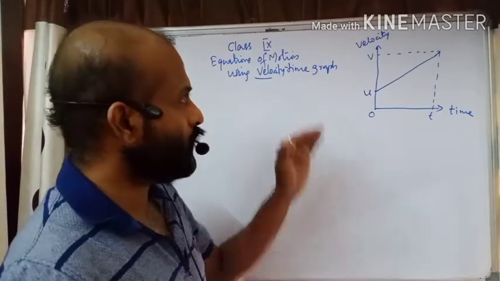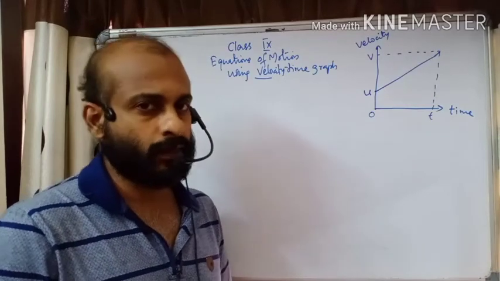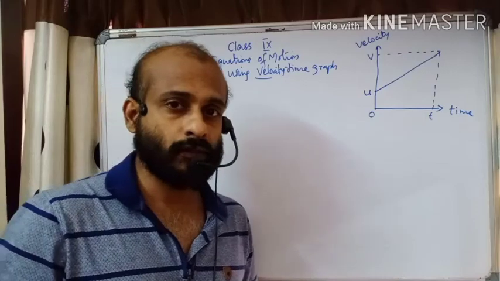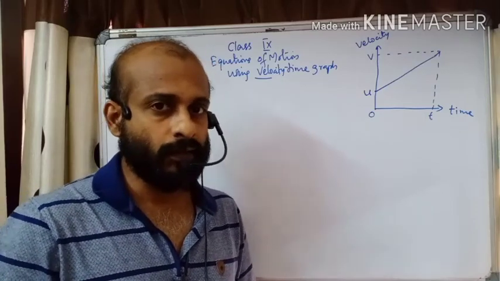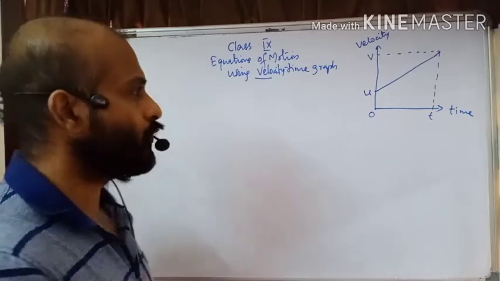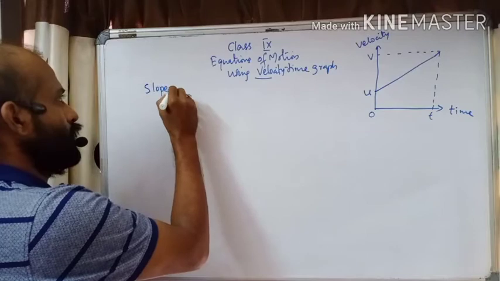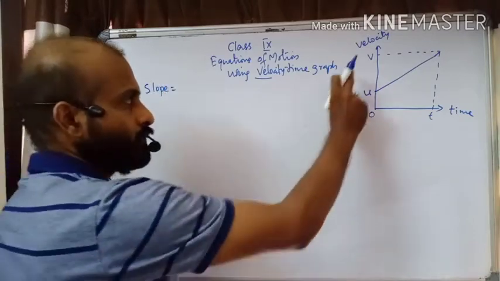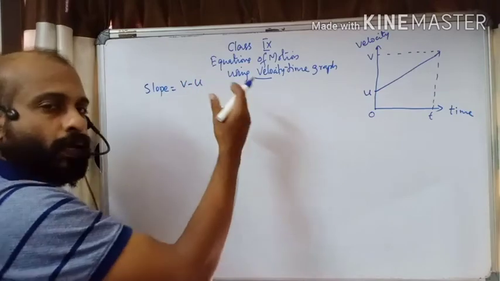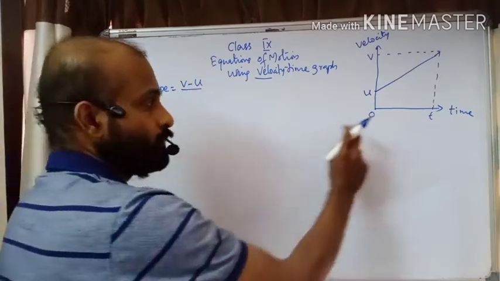Now we know that if you have a velocity time graph for uniformly accelerated motion, when you find the slope of the graph, the slope will provide us the acceleration. So we are going to find the slope. We know how to find the slope. Slope means change in y coordinate. These are the y coordinates. So how will you find change in y coordinate? v minus u, divided by the corresponding change in x coordinate.